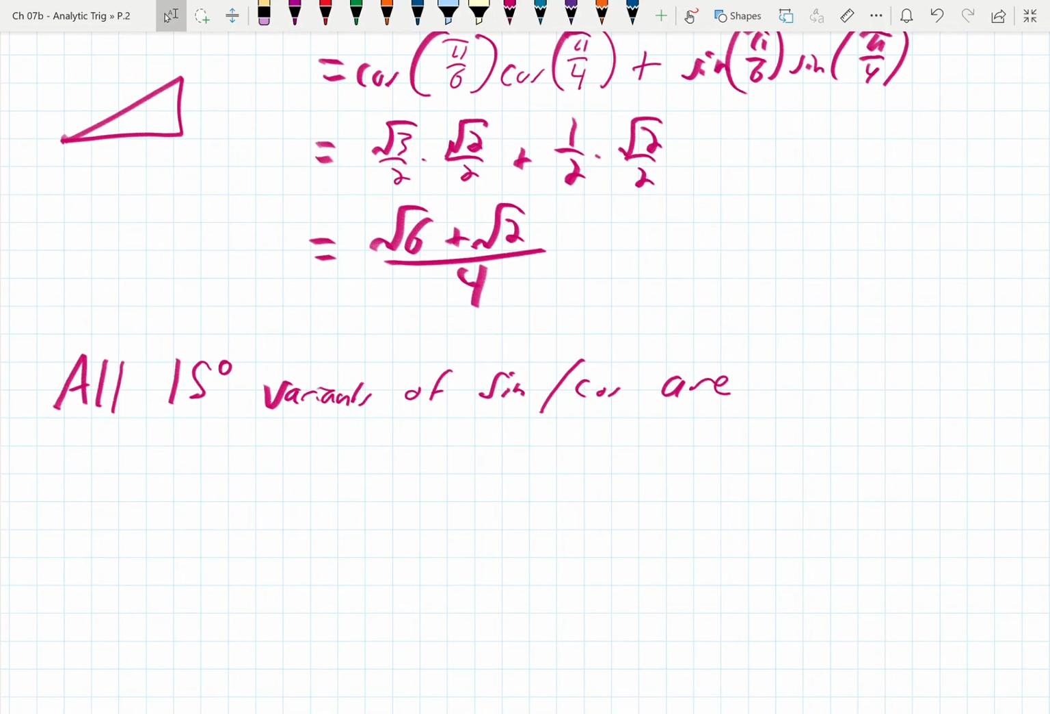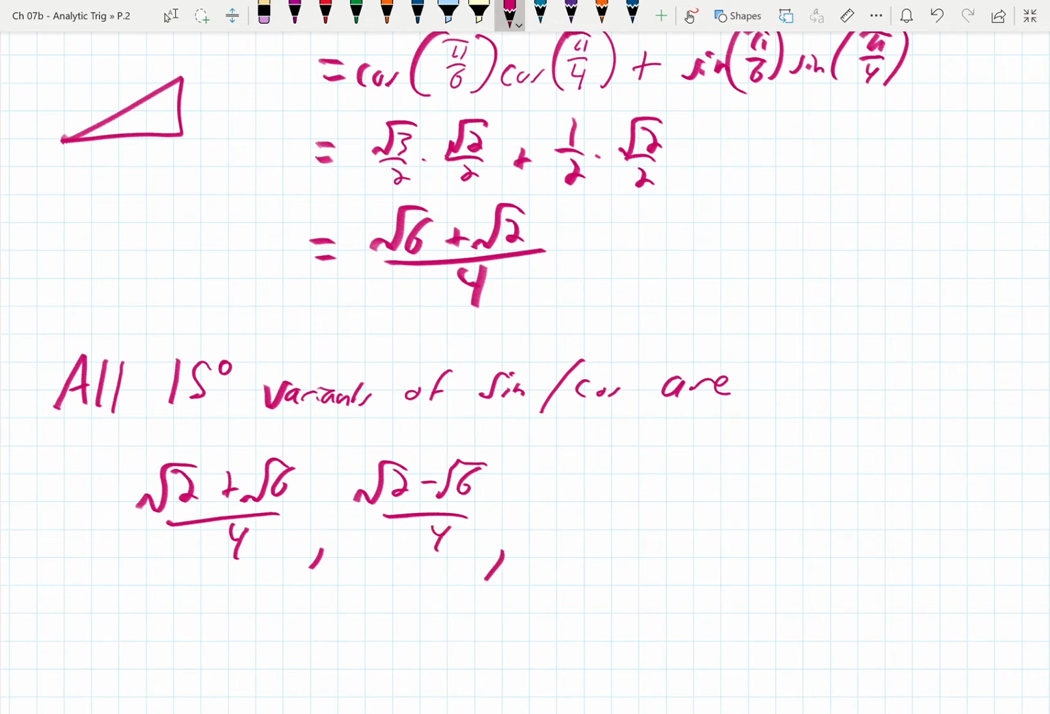All the 15-degree variants of sine and cosine are one of these four: root 2 plus root 6 over 4, root 2 minus root 6 over 4, root 6 minus root 2 over 4, or negative root 2 minus root 6 over 4. Those are the only four possibilities for sine and cosine of the 15 and 75, appearing in all four quadrants.